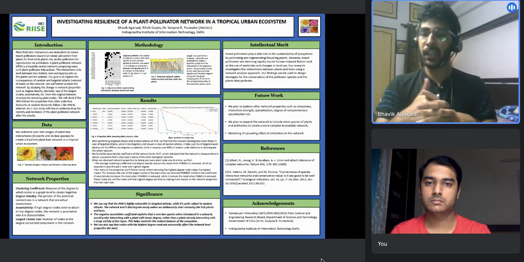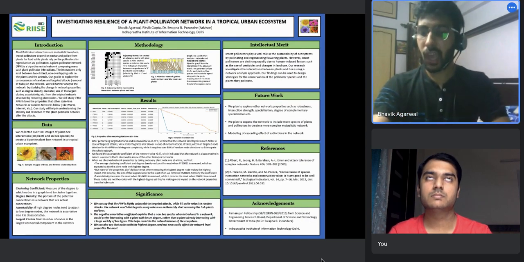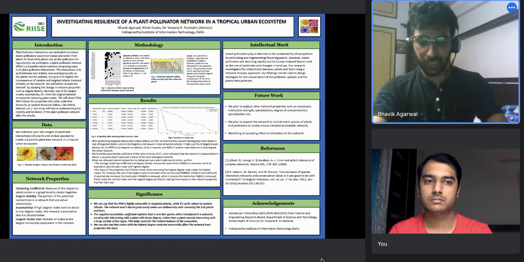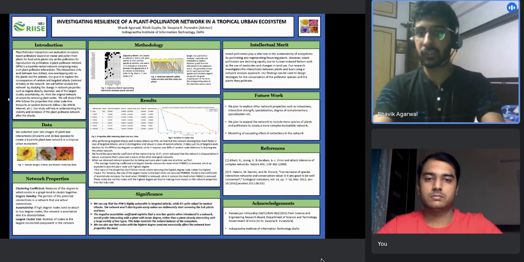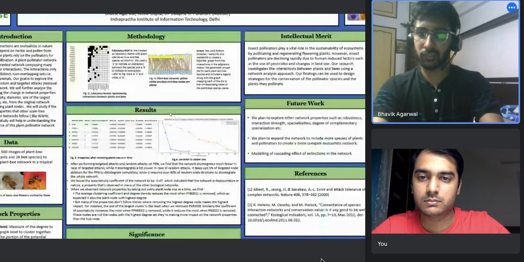Assortativity: if high degree nodes tend to attach to high degree nodes, then the network is called assortative. Else it is disassortative. The largest cluster size is the number of nodes in the largest connected component in the network. And degree is the number of connections a particular node has. Now Ritvik will walk you through methodology, results, and significance.